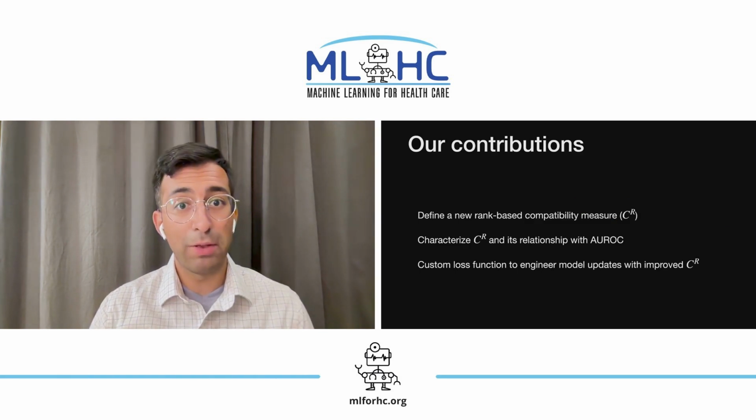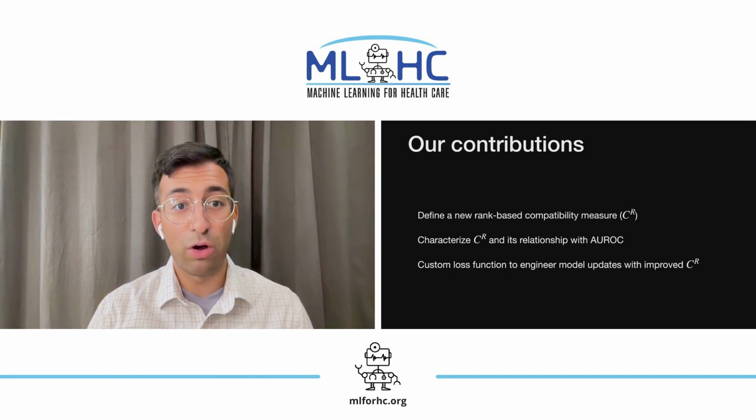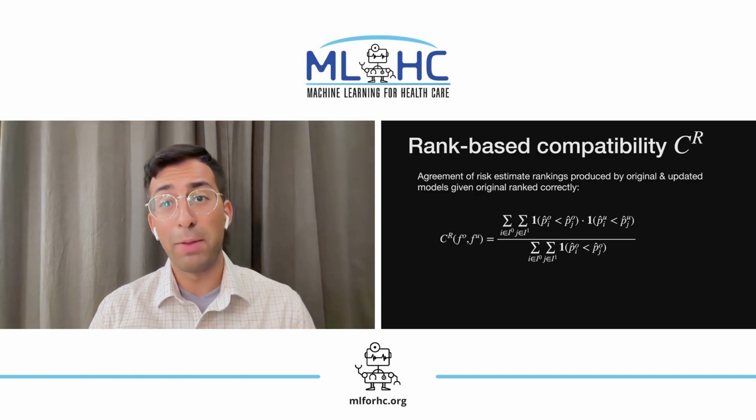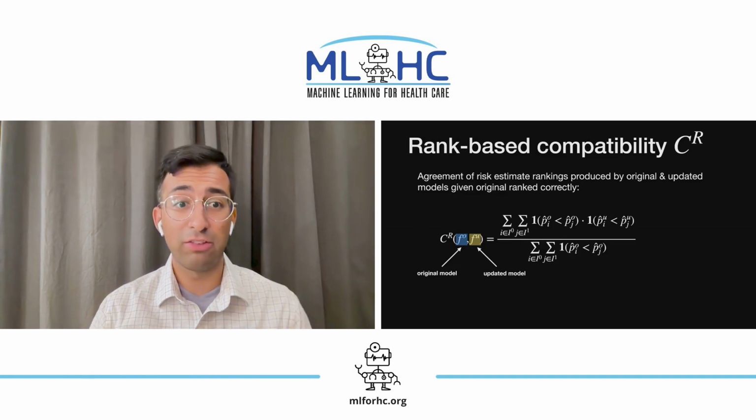We define a new rank-based compatibility measure, CR, we characterize CR and its relationship to AUROC, and we introduce methods to generate updated models with high levels of CR. CR measures the chance that an updated model correctly ranks a patient pair given that the original model correctly ranked that patient pair. CR takes an original and updated model and compares their risk estimate rankings.